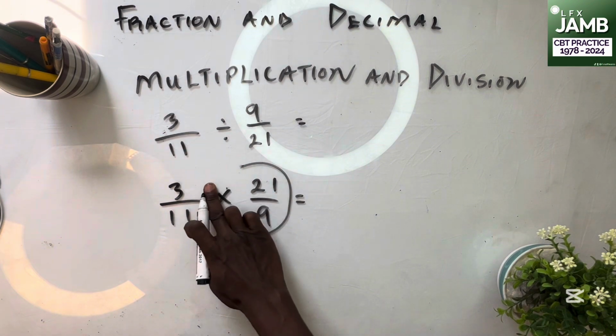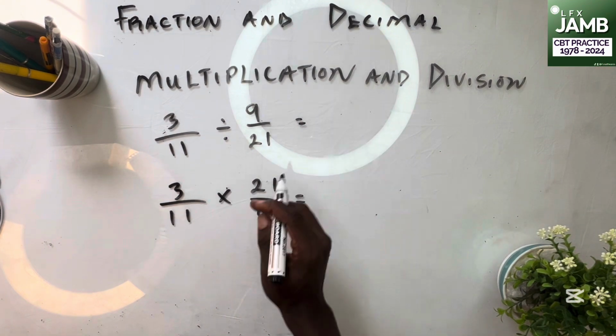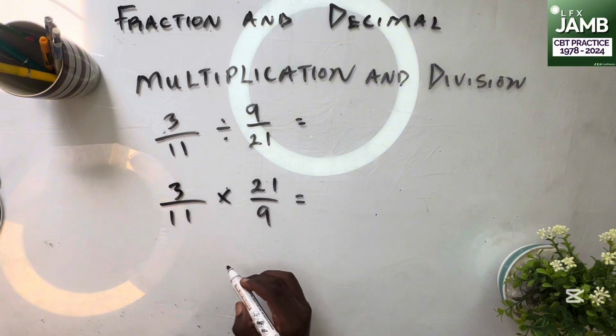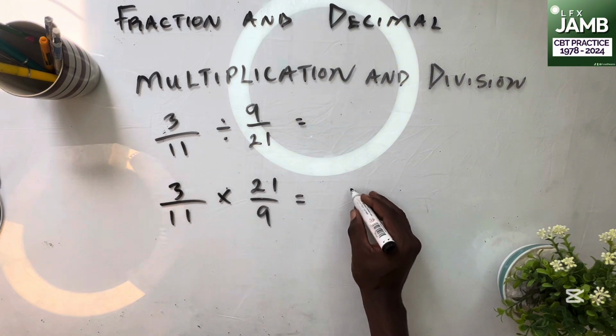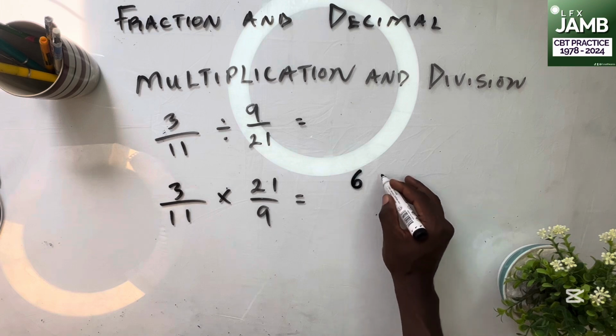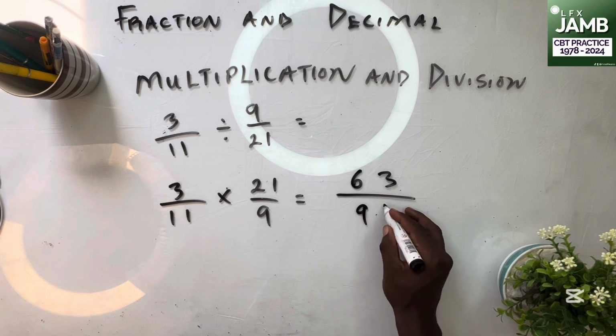Now let's carry out that operation. Now we have multiplication here. Just like we did in multiplication, we multiply the numerator times the numerator. It gives us what? 21 times 3 is what? 63 over 11 times 9 is 99.